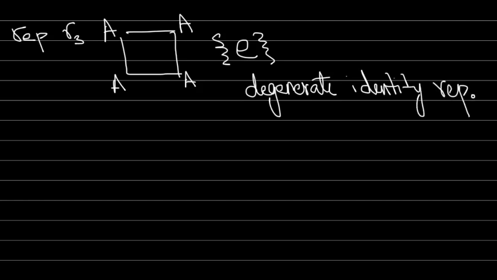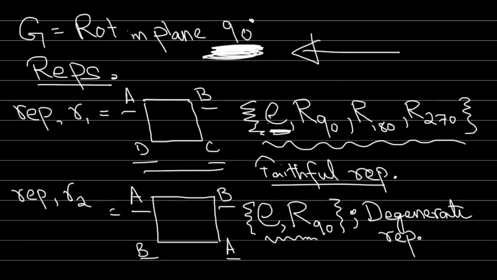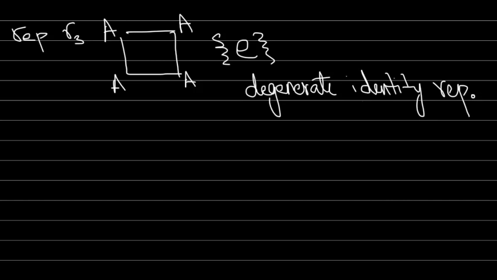And so you could see now that the only faithful representation was this one, right? Because over here we had all of the elements of the group, but in the second one we did not have R180 and R270, right? And in the third one we only have E, right? Okay, so moving on, we often work with representations where the transformations act linearly using matrices, right?